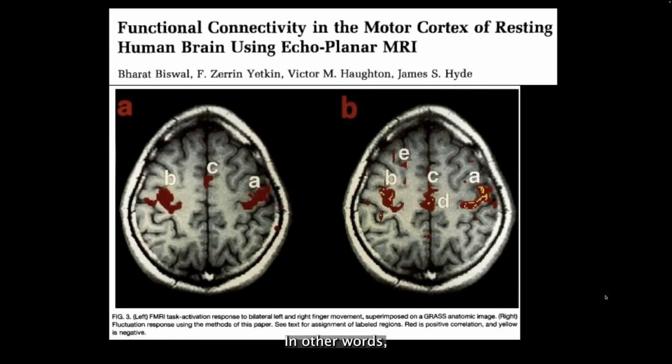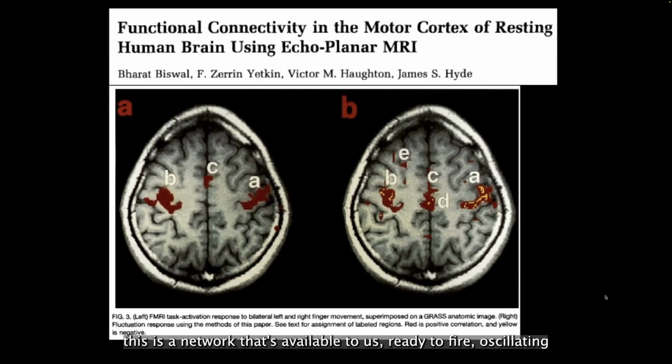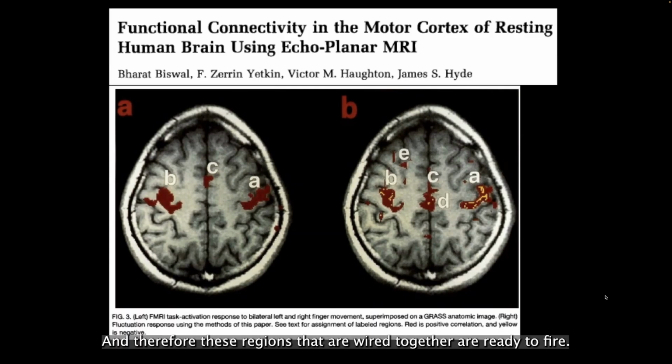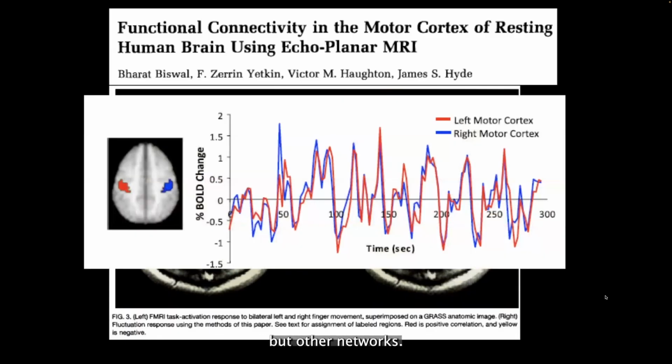In other words, this is a network that's available to us, ready to fire, oscillating similarly, even in the absence of any stimulation, which makes sense. We need to be ready to act, and therefore these regions that are wired together are ready to fire. And it's evident in the BOLD signal. And so what was born from this is a range of networks, not just the motor cortex, but other networks. So this is an example of those data. The left and right motor cortex at rest are related to one another, highly correlated.